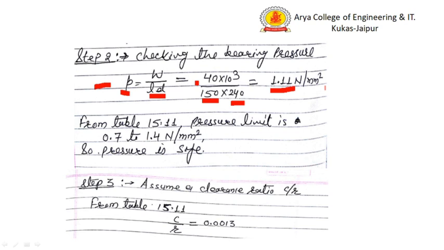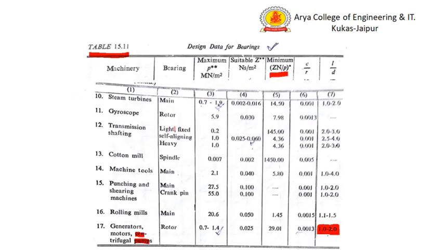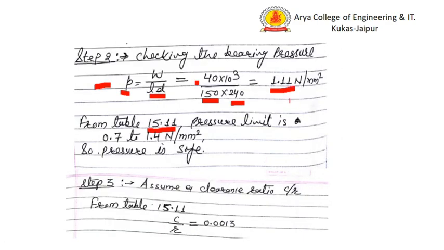Now we have to check this bearing pressure from the table 15.11. So this is the table 15.11, and this is our application, centrifugal pump, and in column number 3 the given pressure range is from 0.7 to 1.4, and our value of the pressure is 1.11. So the pressure is in the safe region.